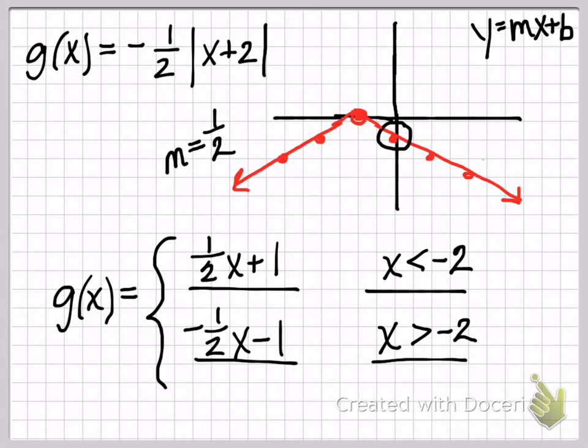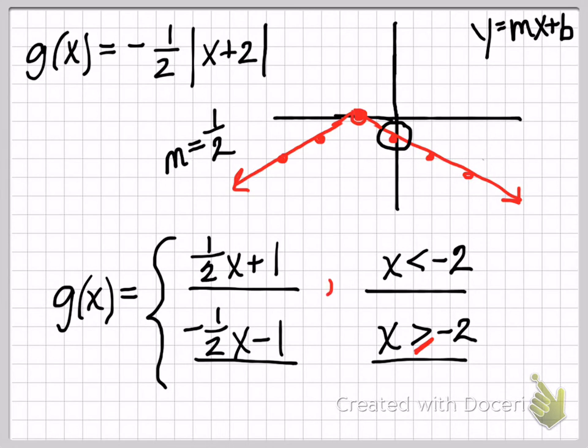So I have to be sure to come in here and include -2 on one of these. So either you make the top one less than or equal to, or if you prefer, you can make the bottom one greater than or equal to. You just choose one or the other to include -2. And this is your first piecewise defined function.